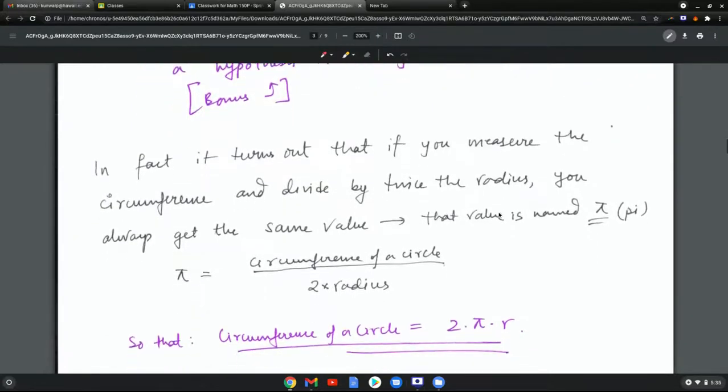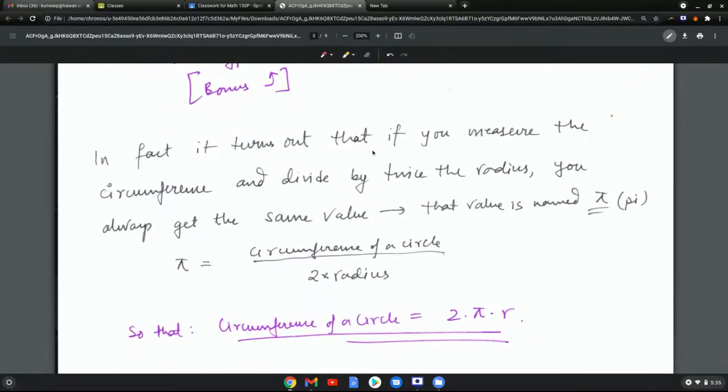So what happens is that if you measure the circumference of a circle and you divide by twice the radius, you always get the same value, and that value is called pi. Now, pi is a special number. It goes on forever, 3.1415 and so on. For our purposes, on the calculator, whenever we do any calculations with pi, look for a button which says pi. Always use this.